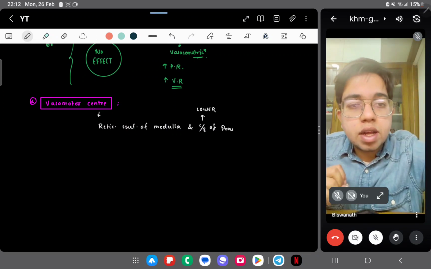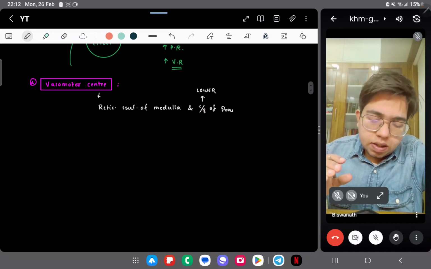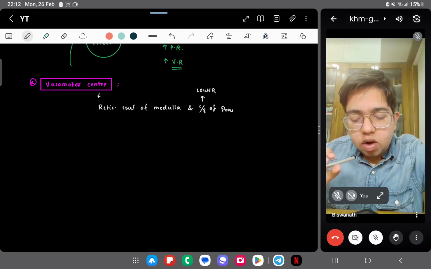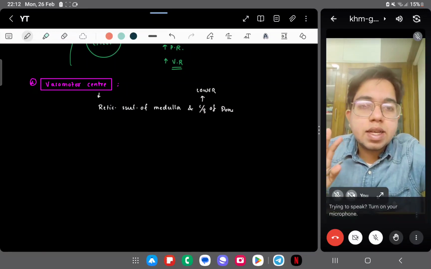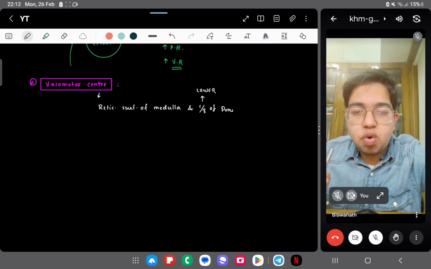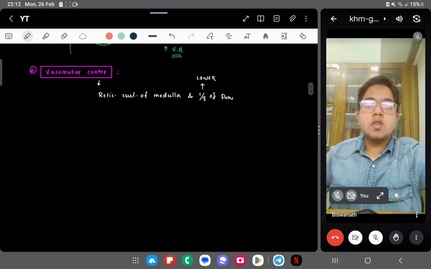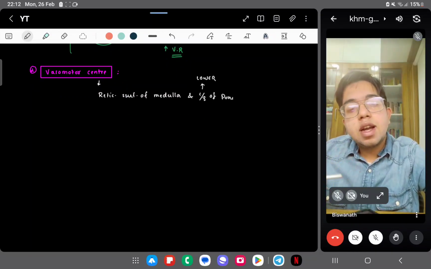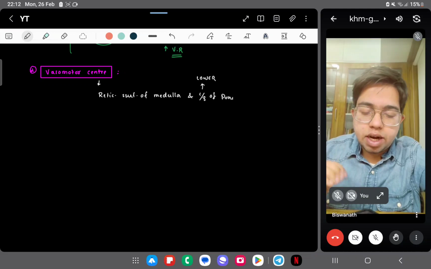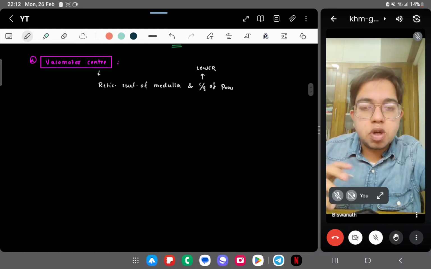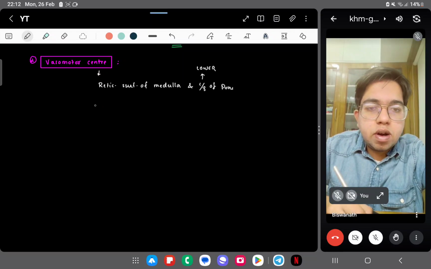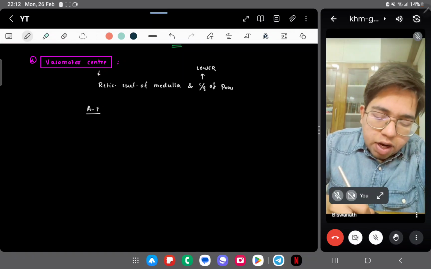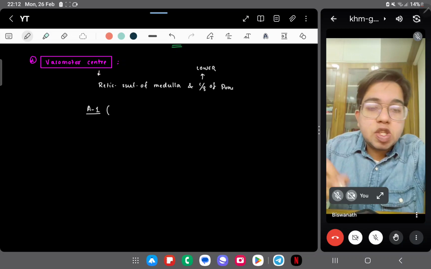It is located there. This vasomotor center is basically a group of areas. We have some areas like the C1 area, A1 area, A2 area. So it is basically a collection of areas in the reticular surface of the medulla and pons. Let's discuss A1. What is A1? A1 is called the vasodilator area.